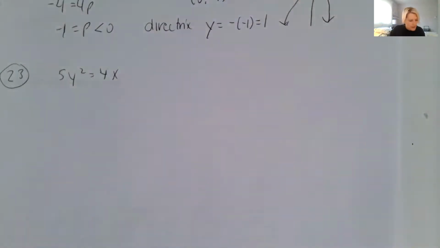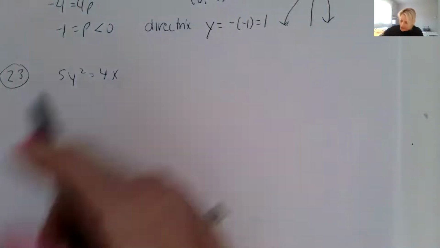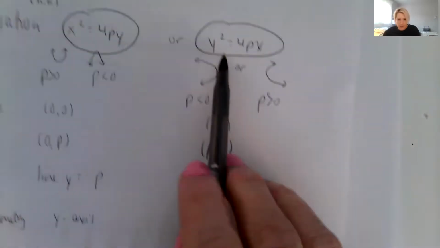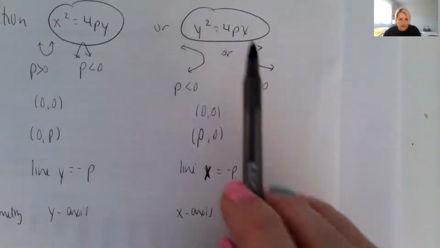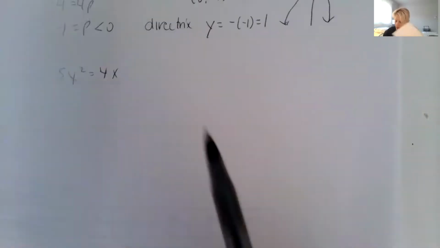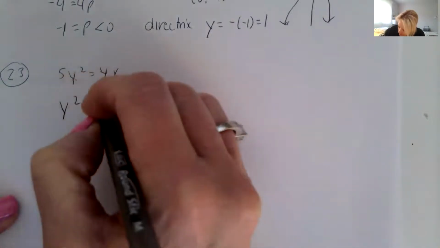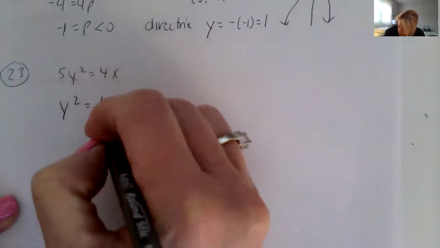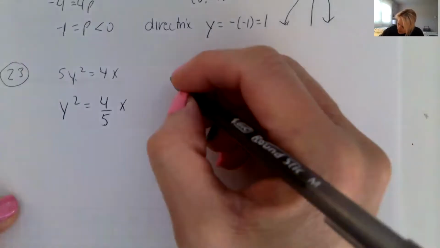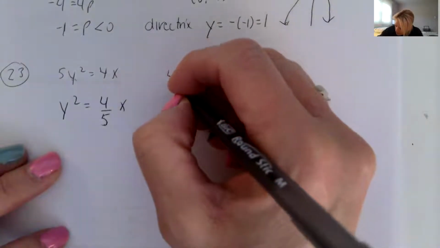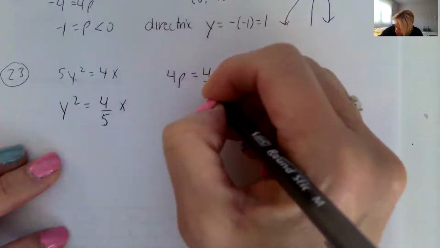23, asking us to do the same thing. So I'm going to get, it's the y squared. So we know it's going to have this format here to tell us about the directrix and the focus. So I'm going to get y squared by itself by dividing by 5. So y squared is 4 over 5 times x. So we know that 4P equals 4/5.